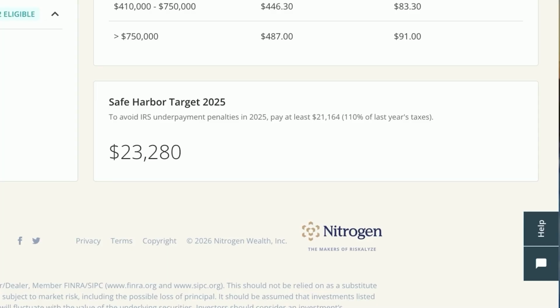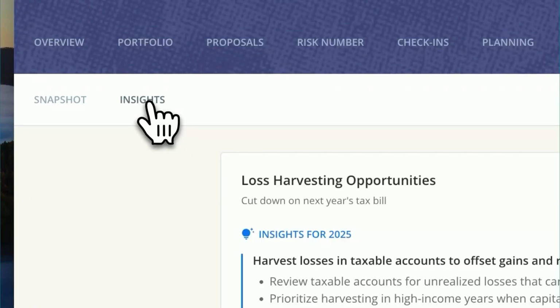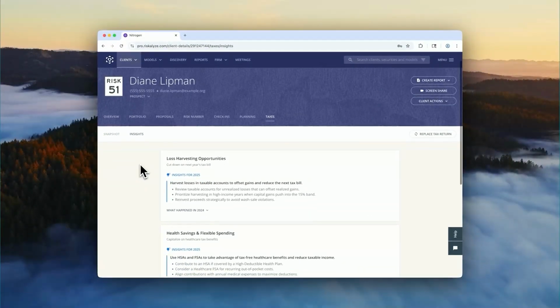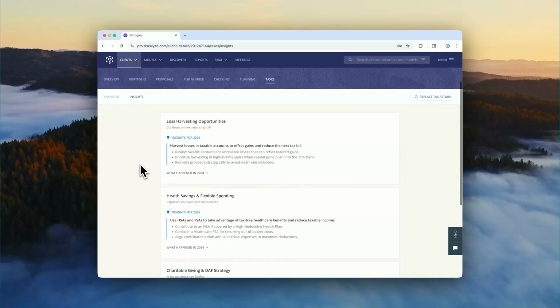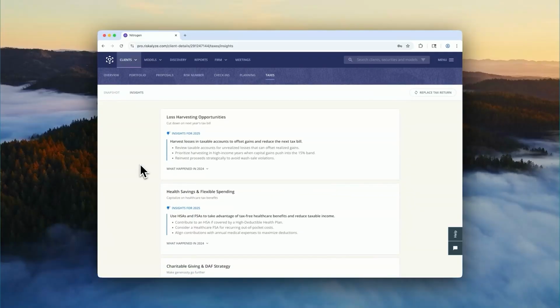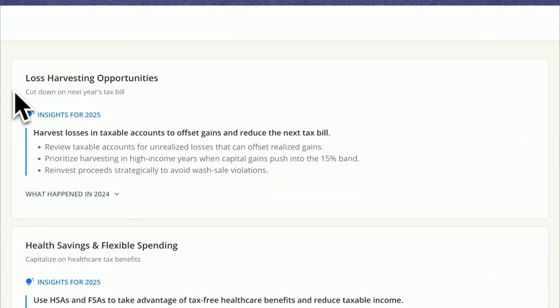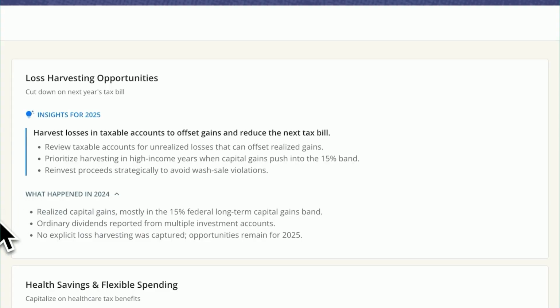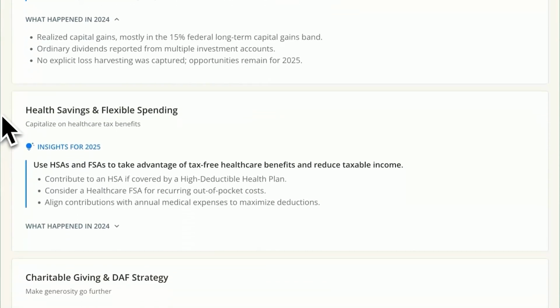But that's just the snapshot. Tax Center also delivers AI-enabled insights, your advisor-only strategy engine. The snapshot is for you and your client. Insights are your secret weapon. For this client, we're seeing loss harvesting opportunities. She realized meaningful gains in the 15% band last year. Harvesting losses in taxable accounts could reduce her next bill, and we can expand the section to see the data behind the suggestion. HSA and FSA opportunities.